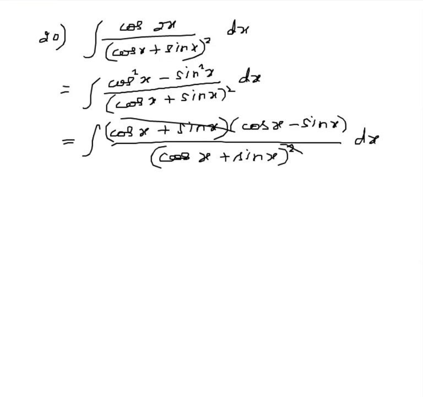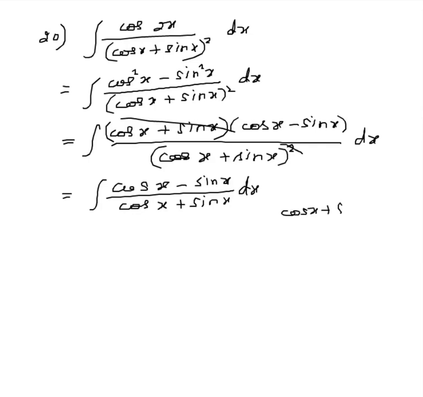We can cancel one common factor. We get the integral of (cos x minus sin x) divided by (cos x plus sin x). Let us substitute the denominator as t.